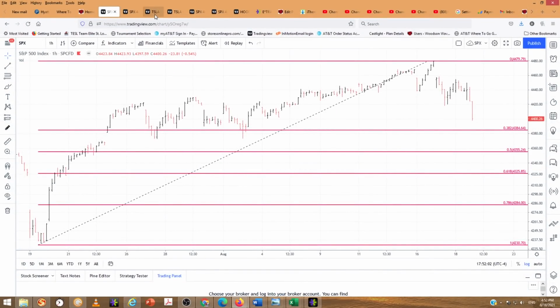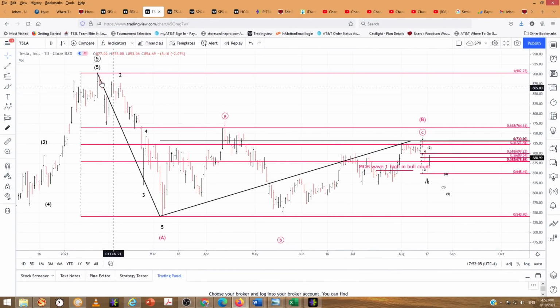Okay, and then we're going to move on to Tesla. Okay, the 900 high back in January. We have 5 waves down for A. We're looking for 3 up, and this could be A, B, C. Okay, we want to allow for it to get up here to a double top around 764. You can see a MOB, make or break, wave 1 high in the bull count.